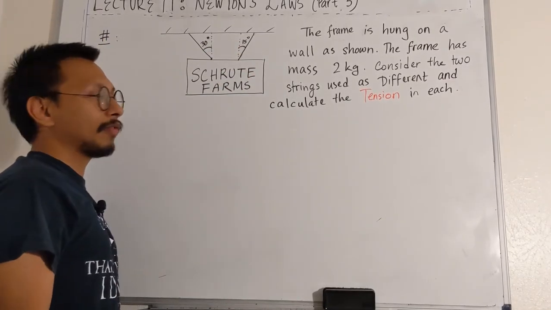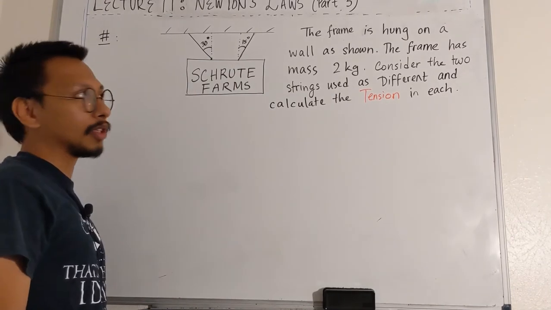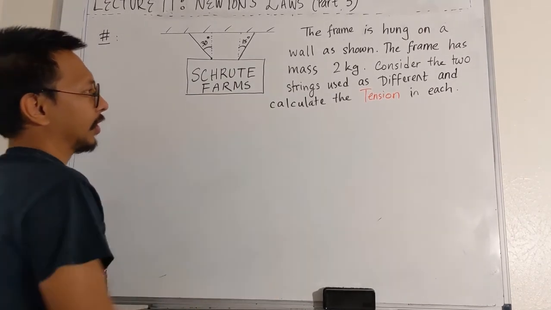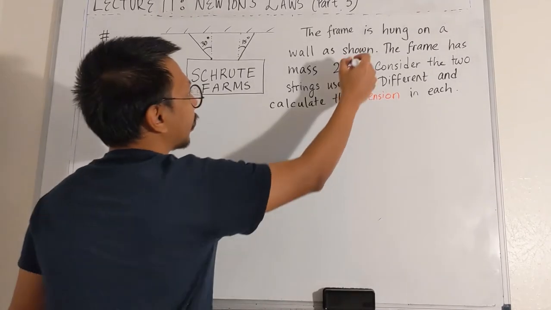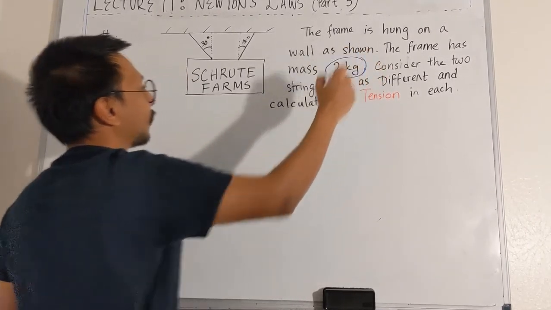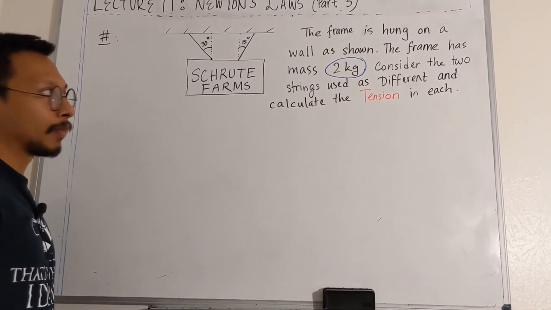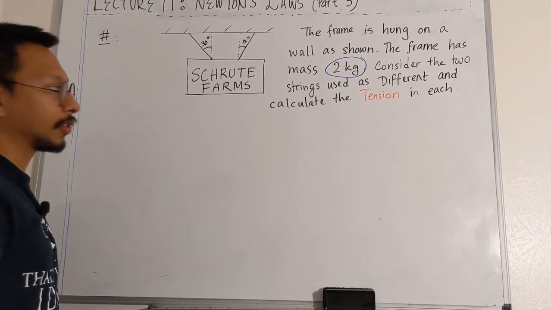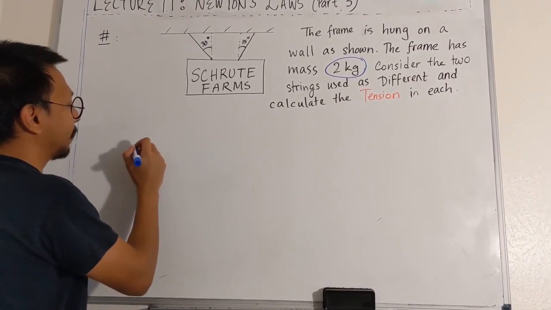We want to find the tension in each of these strings, considering them to be different strings. What would be the case if they were the same? Well, if the strings were the same, then the tension would be the same. Our goal is to find the tension in each of these strings, and given to us is that the mass of the frame is 2 kilograms. First of all, we must draw the free body force diagram. So the first step is, let's draw the FBD.